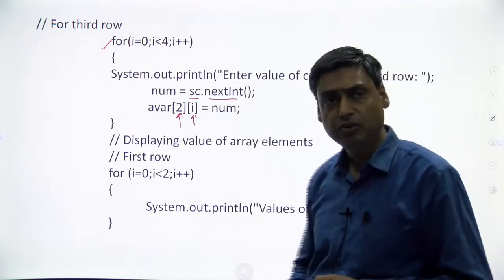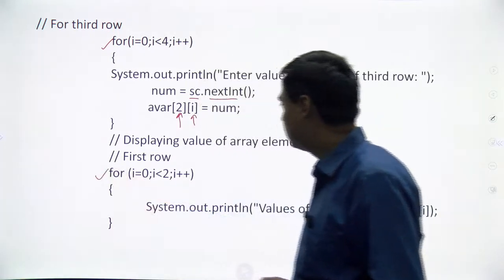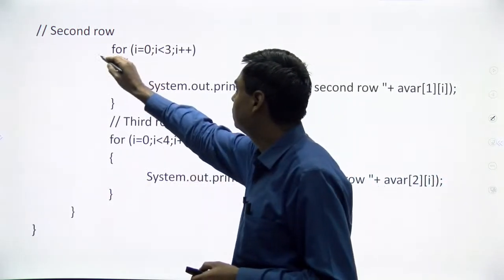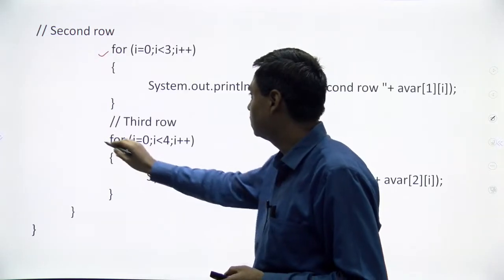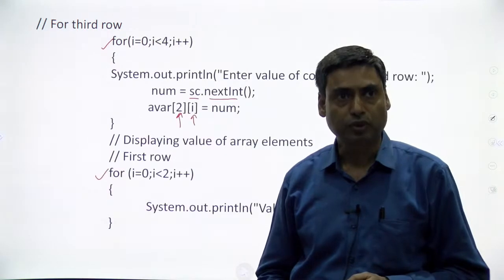Now to display the values, we are using the same for loops. The first for loop for the first row, the second for loop for the second row, the third for loop for the third row. Now I am running these two programs.